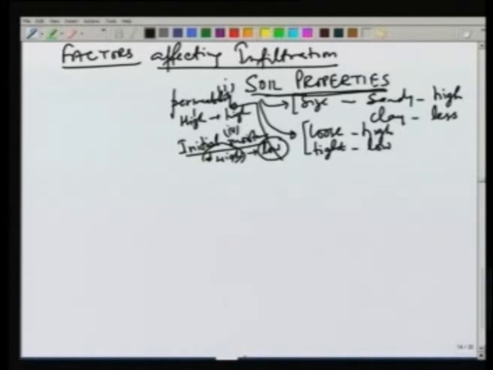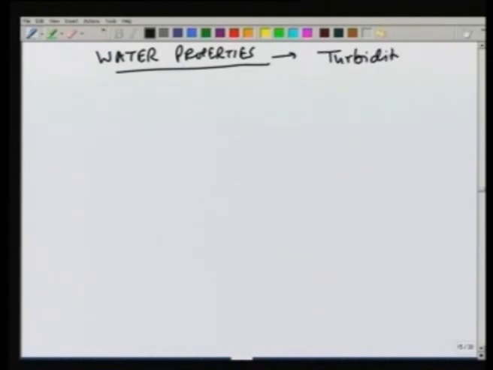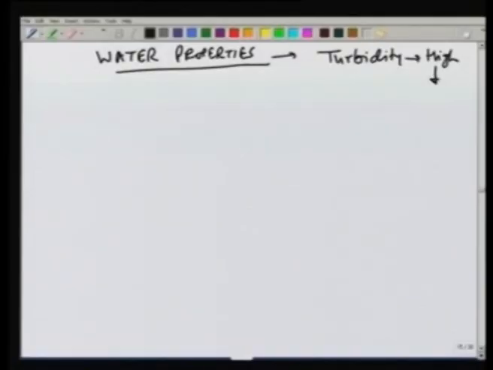There are some water properties also which affect infiltration. For example, turbidity. If we have high turbidity, then water contains a lot of other material, solid material, and that material may clog the pores and will reduce infiltration. So, high turbidity means low F.